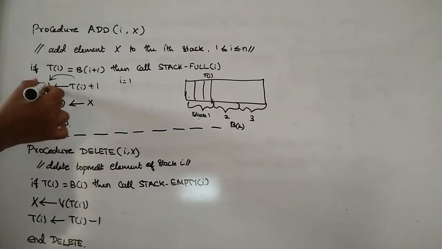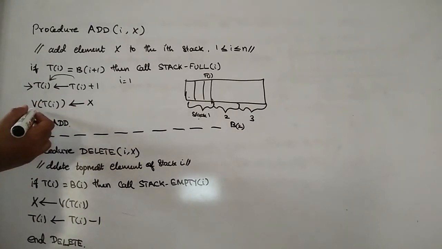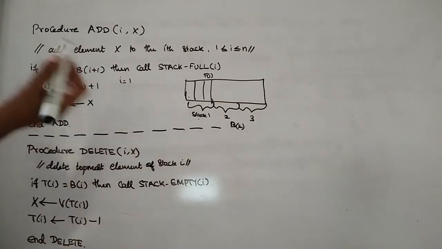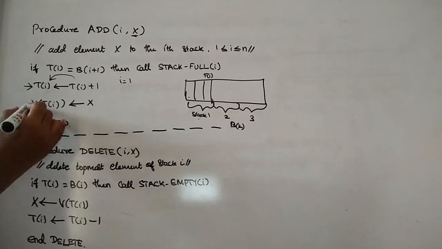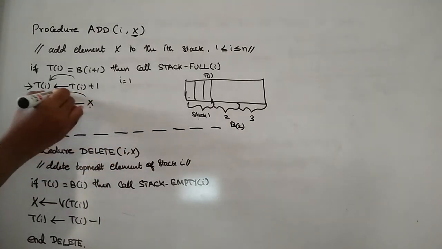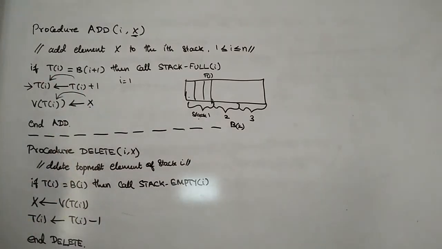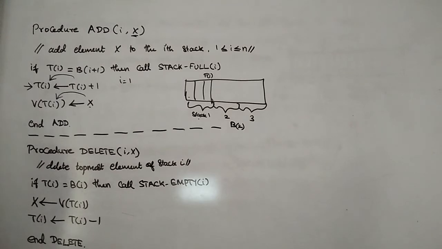After incrementing the value of T of I, in the corresponding location we should store the item X. That's why here we are assigning V of T of I equal to X. It means the value of X will get stored here. That's all, and then you can end the add procedure. In the same way that we pushed an element onto this stack, we are going to do the pop operations.